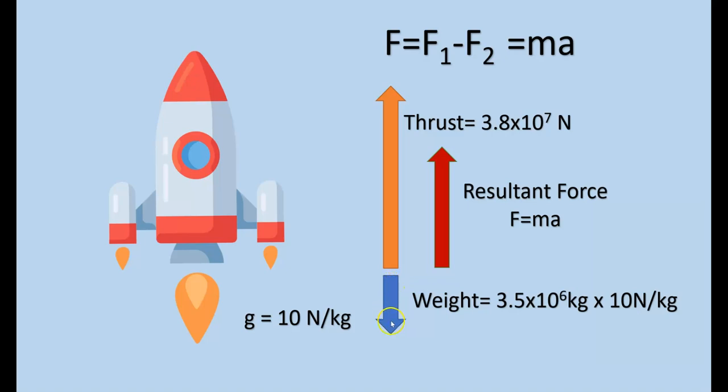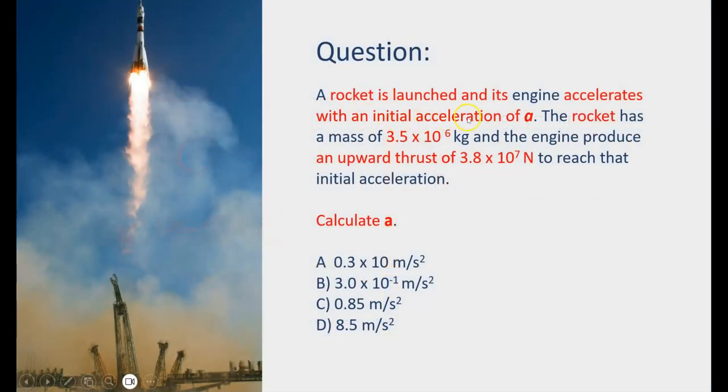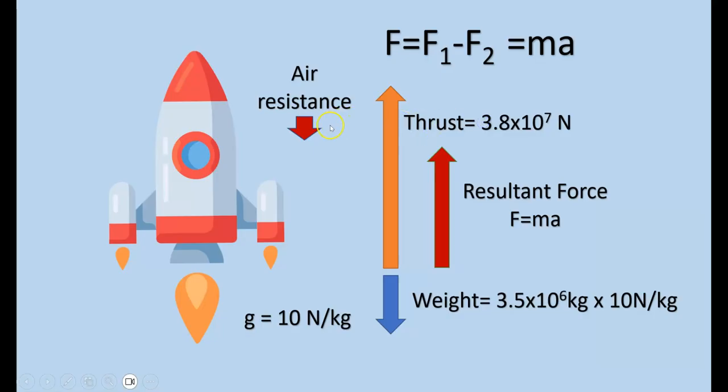You might be wondering if the weight is the only downward force acting on the rocket. Actually, as the rocket moves upward, there will be resistive forces due to air resistance, and these resistive forces act downwards, opposing the upward motion of the rocket. However, because our question asks for the initial acceleration, we are assuming that at the initial stage, the air resistance is still very small, and that is why it is omitted.